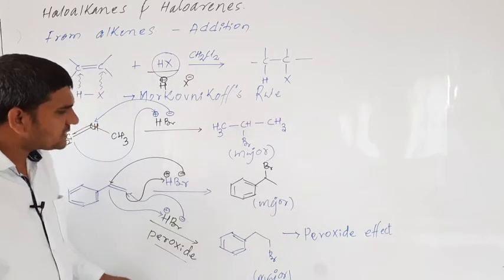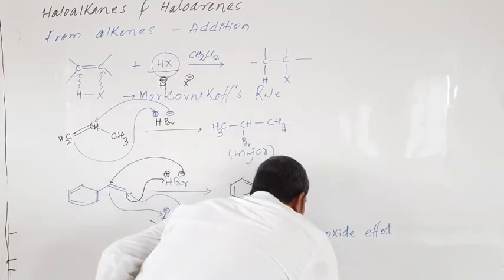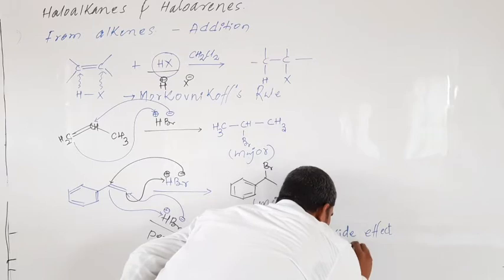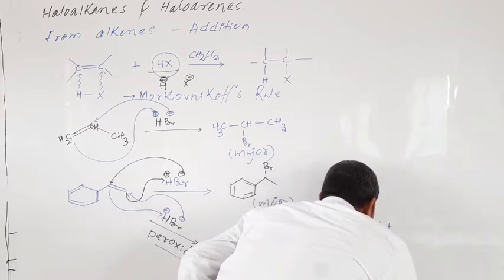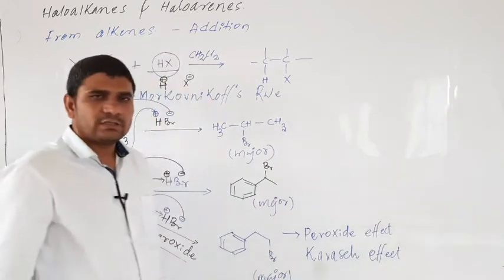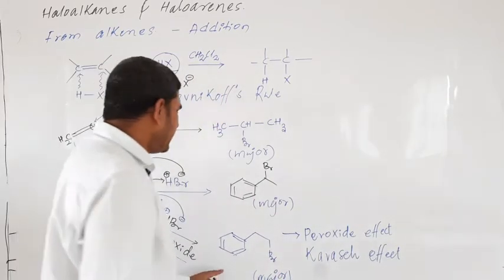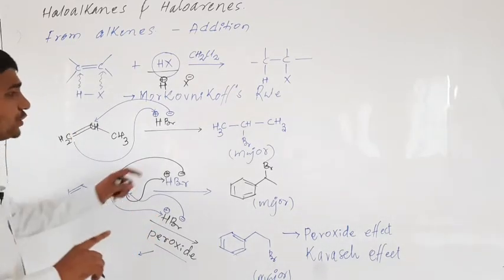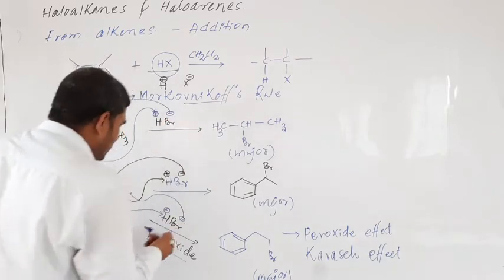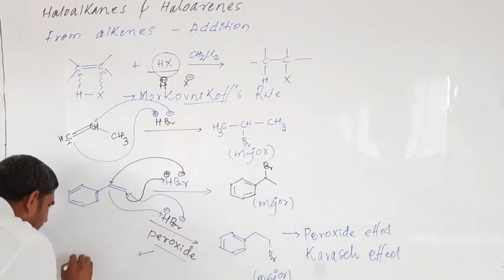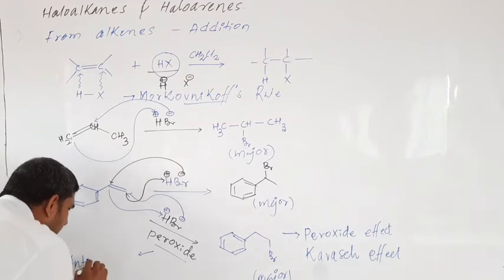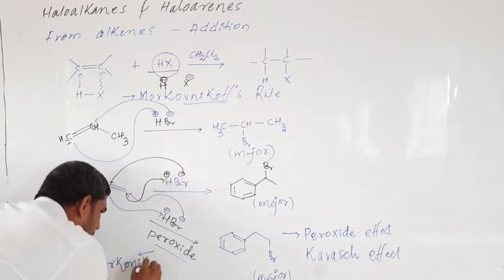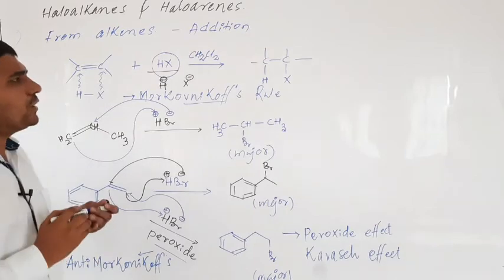This is known as the peroxide effect, which was observed by the scientist Kharash. That's why this effect is also known as the Kharash effect. Over here addition takes place exactly opposite to Markovnikov's rule. That's why this is known as anti-Markovnikov addition. It follows the anti-Markovnikov rule.